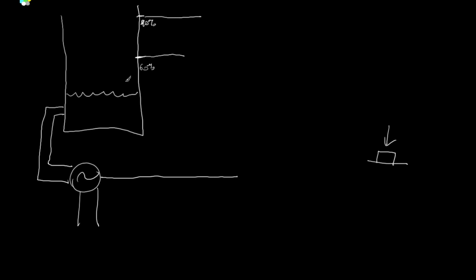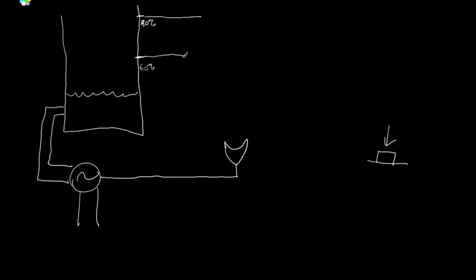Now, this situation is something that you can handle fairly straightforwardly with logic gates, and I'm going to demonstrate that right now. So let's say if you're below 60, you want to pump.